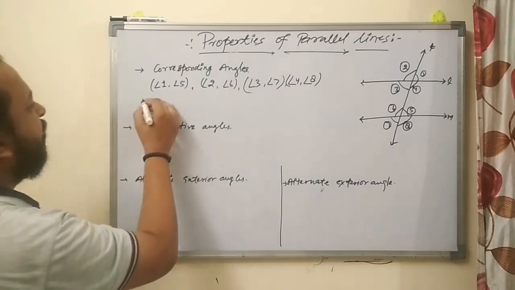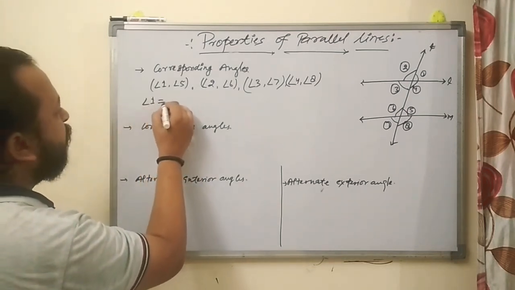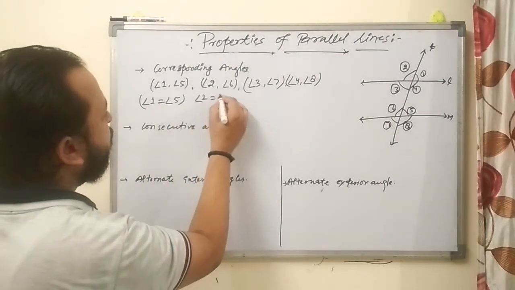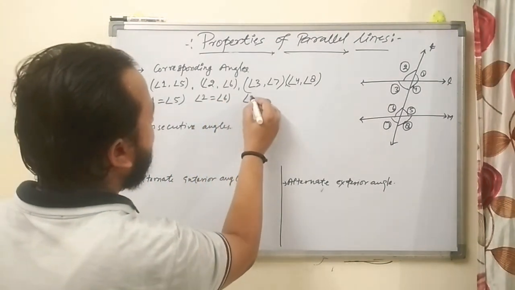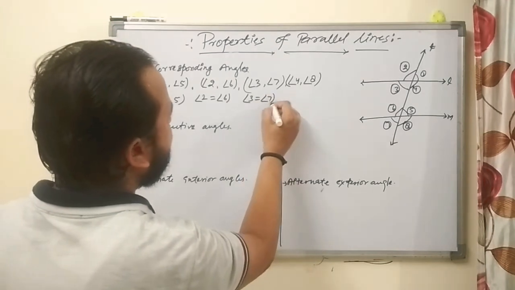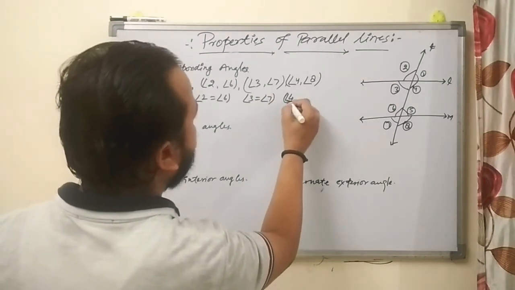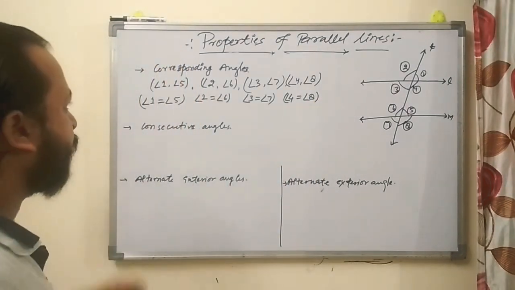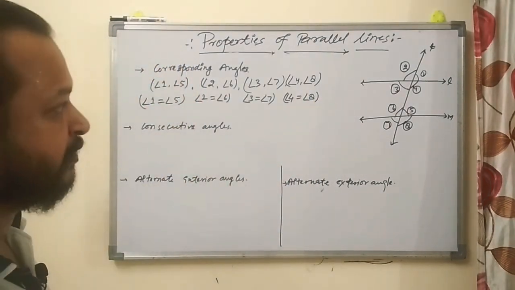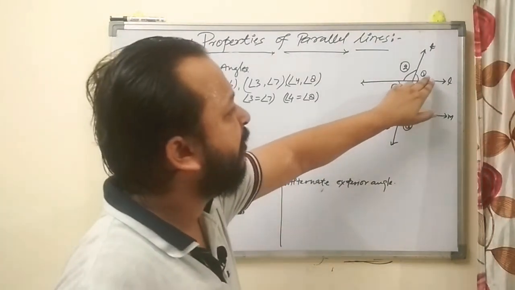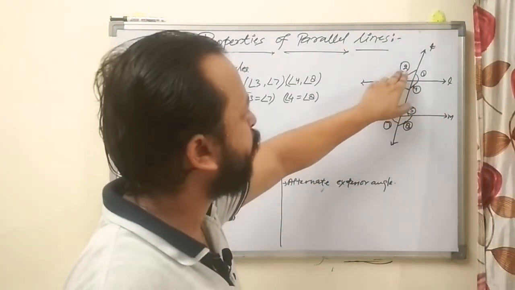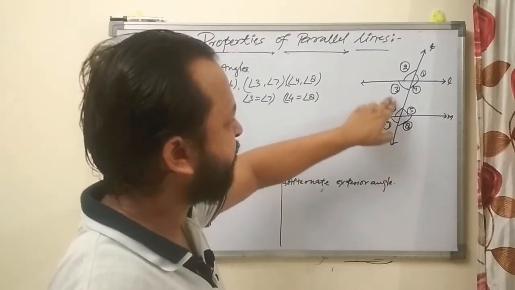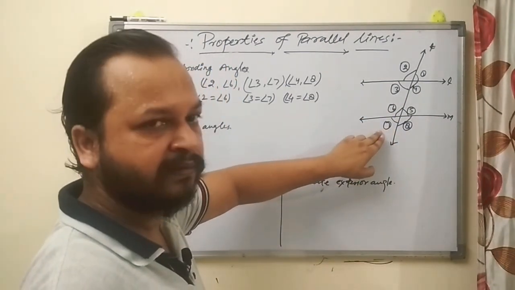It means angle 1 equals angle 5, right? Angle 2 equals angle 6, angle 3 equals angle 7, and angle 4 equals angle 8. So corresponding angles are equal. So the corresponding angles, 1 is equal to 5, 2 is equal to 6, 4 is equal to 8, and 3 is equal to 7.